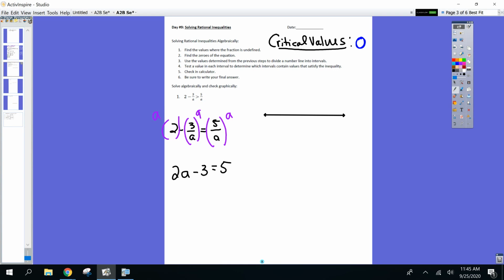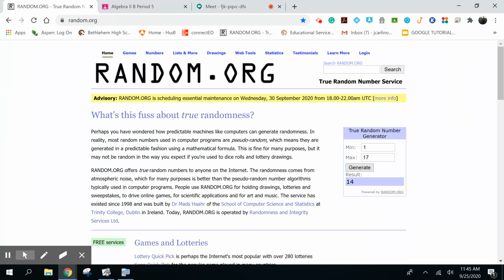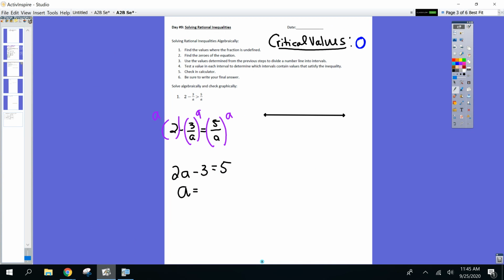No factoring needed. Guys, just get what A is equal to here. Come on. Basics here, right? Don't overthink this. You're better than that. You ready? Okay, what's A equal to? So then you add 3. Yep, add 3. And then divide by 2. And then you get A equals 4. There you go. A equals 4. That's your next critical value.